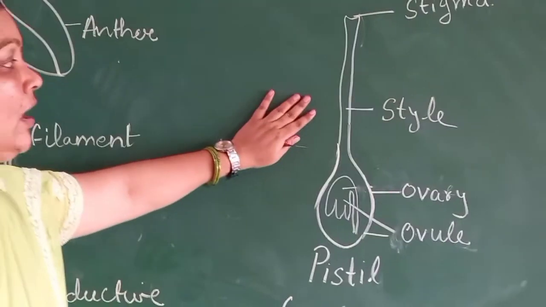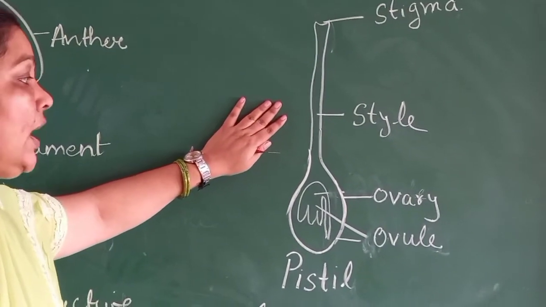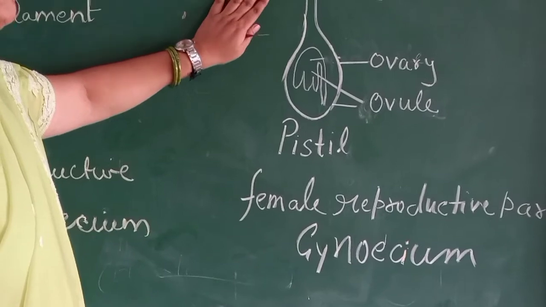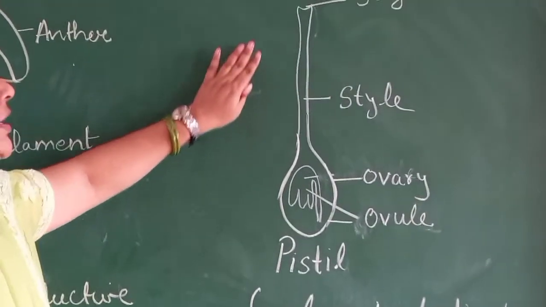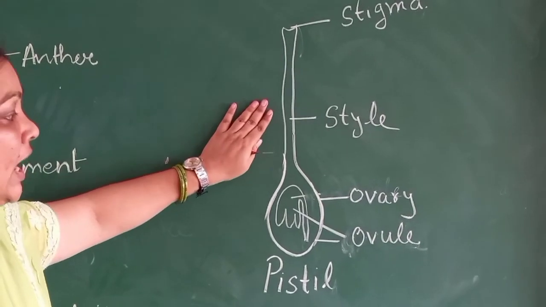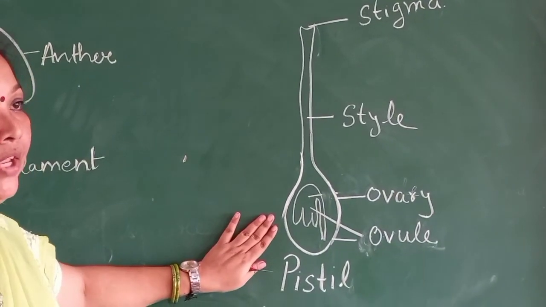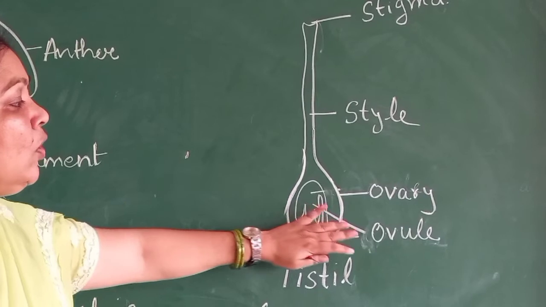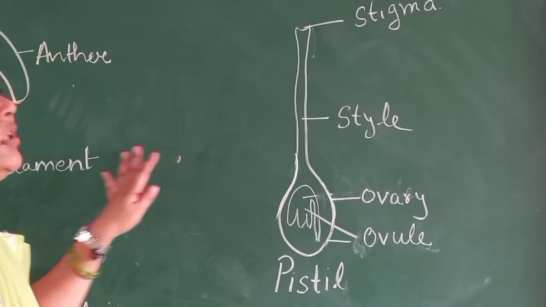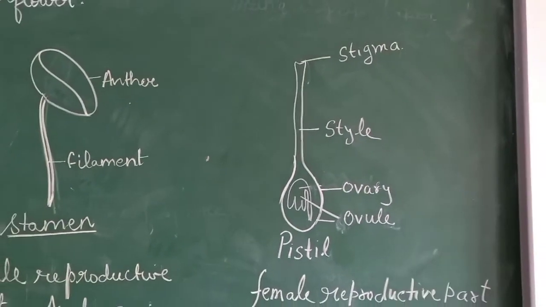Now the last and innermost whorl of a flower is the pistil. It is also known as gynoecium. It is the female reproductive part of a flower and it consists of three parts: stigma, style and ovary. Inside the ovary, ovules are present. So these are the four main whorls of a flower.